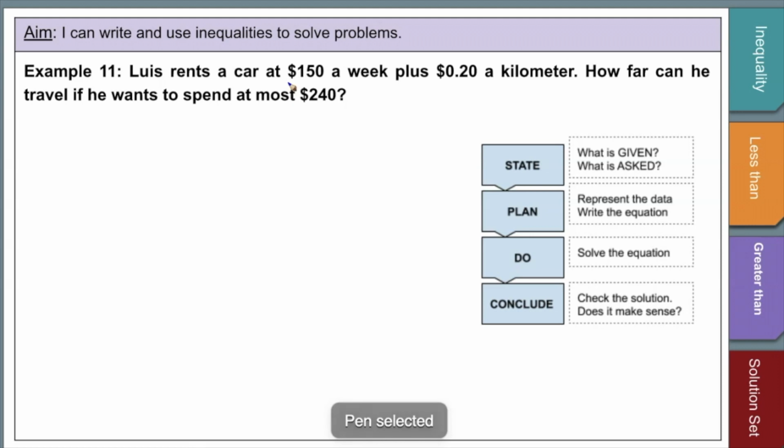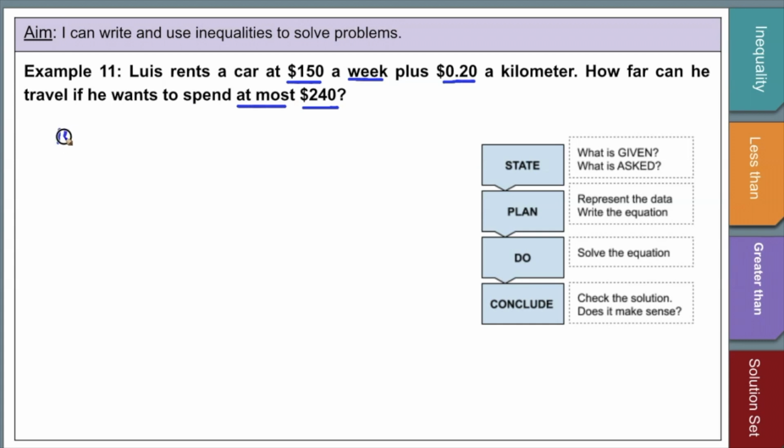So Luis rents a car at $150 a week plus 20 cents a kilometer. How far can he travel if he wants to spend at most $240? So let's try to focus on $150 a week, 20 cents a kilometer, and at most 240. At most means 240 or less than 240. So at most is translated to less than equal to 240.